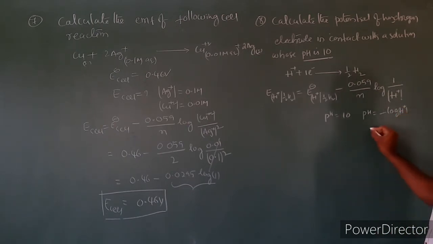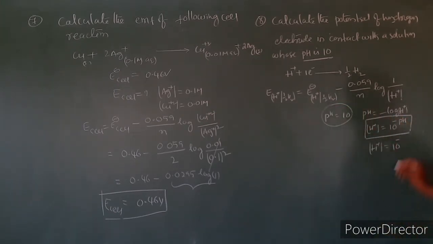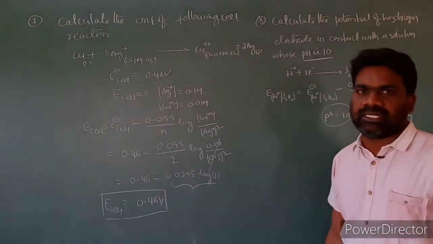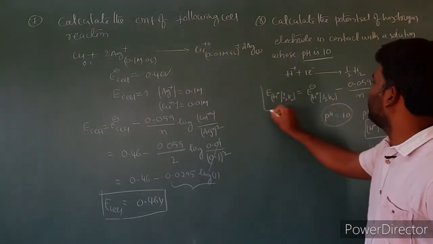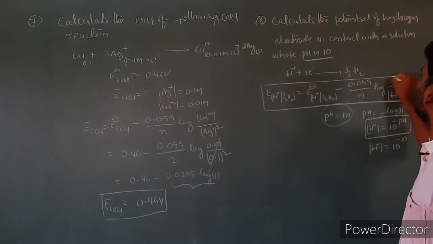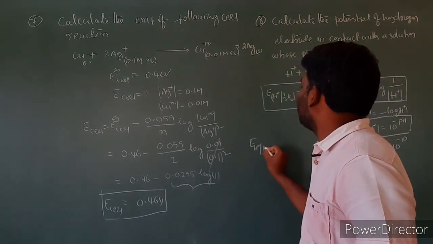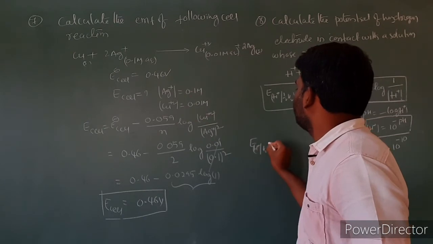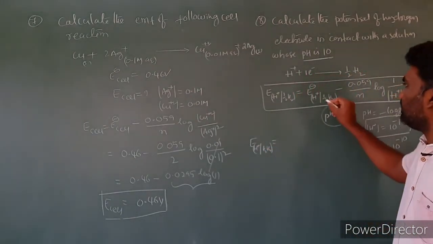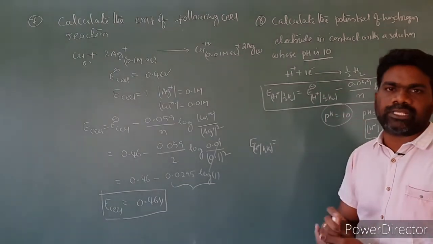So H+ ion concentration is equal to 10 power minus pH. So we got the H+ ion concentration formula. Then the H+ ion concentration is equal to 10 power minus pH, and the pH is given as 10. So 10 power minus 10. Substitute this H+ ion concentration in this formula. Then E of H+ / half H2 is equal to, and one more important point, the standard potential of the hydrogen electrode is taken as 0 volts.